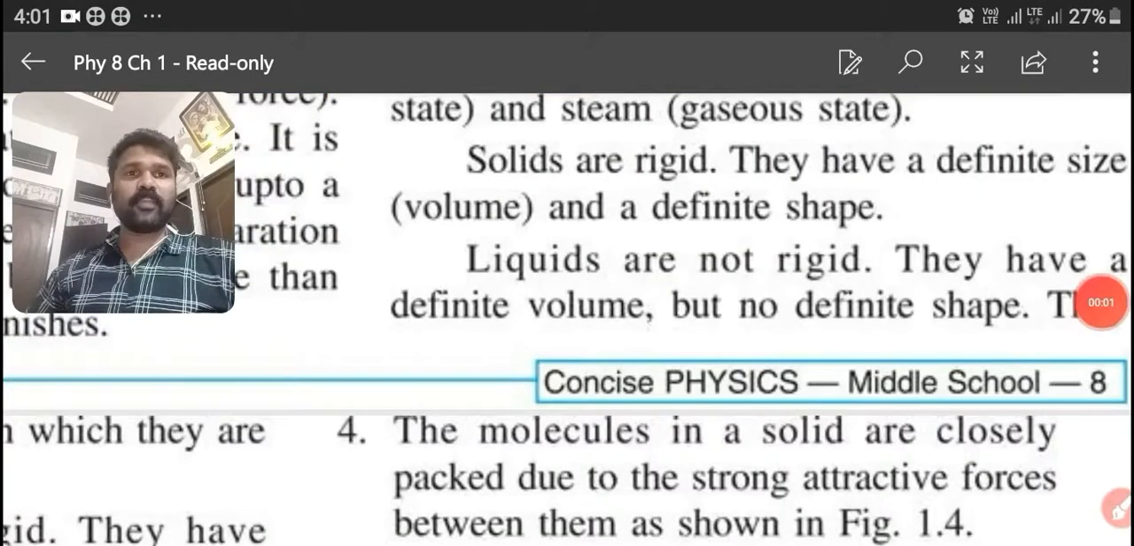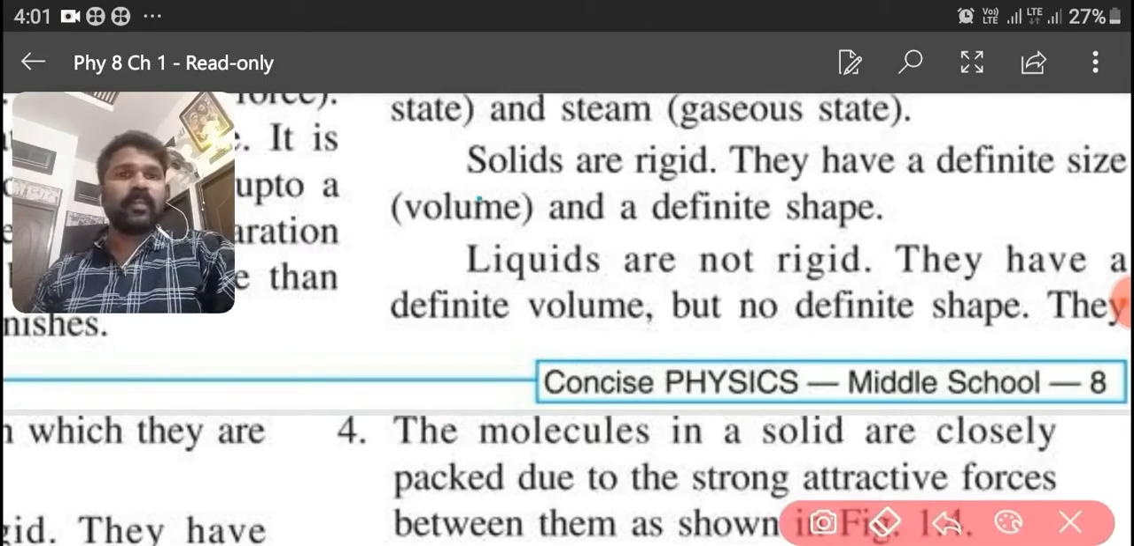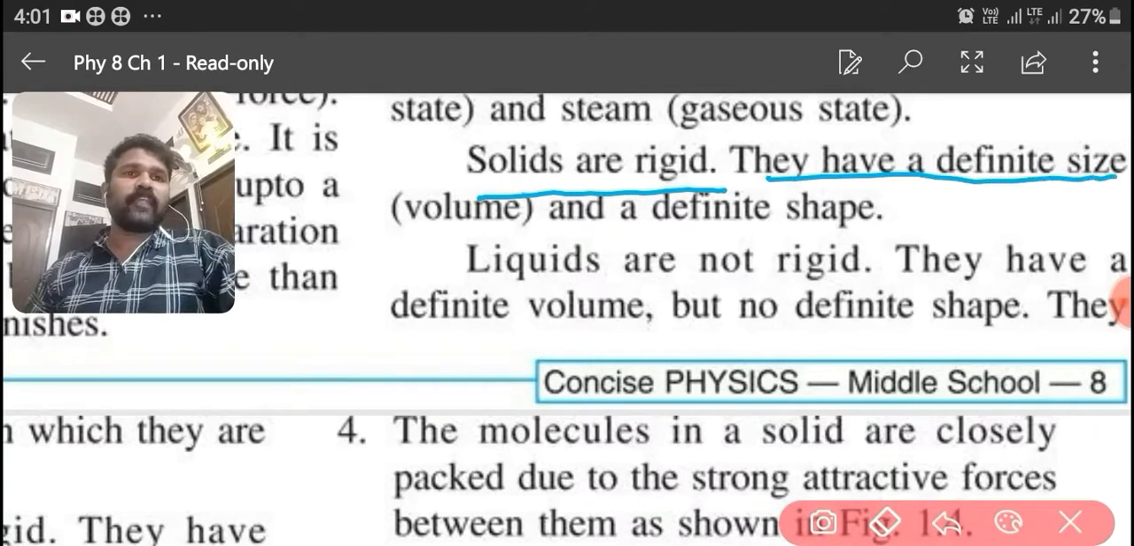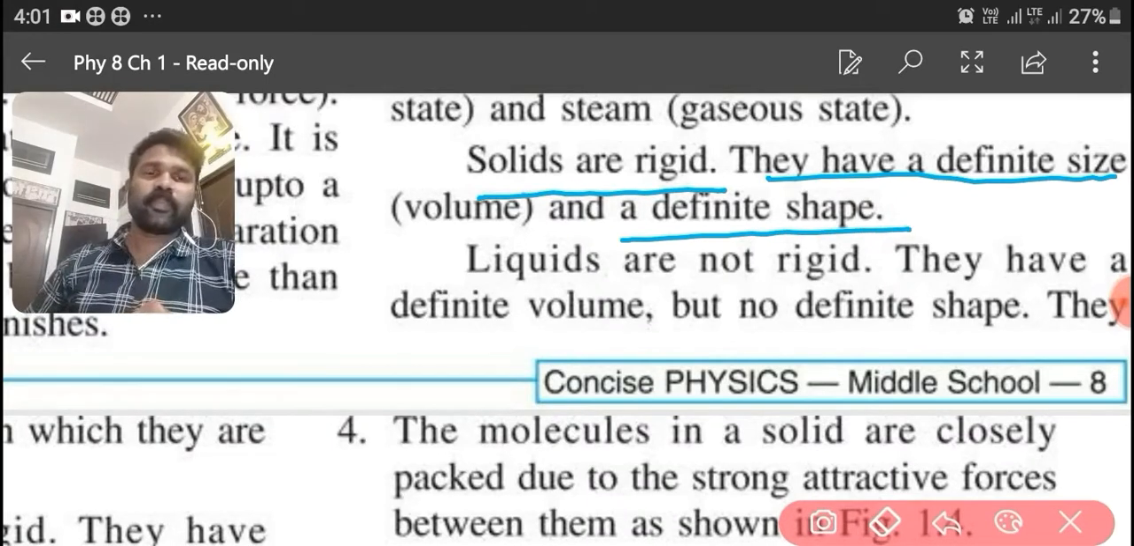Solids are rigid. They have a definite size and a definite shape. Solids are very tight. Each and every solid has its own size and shape.